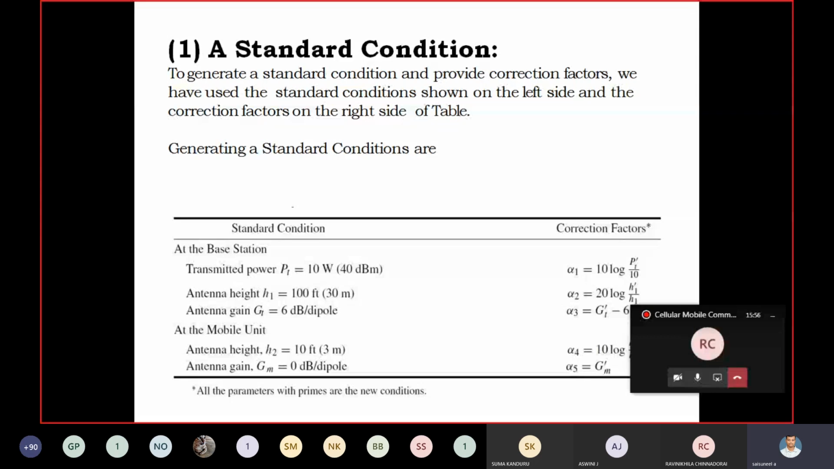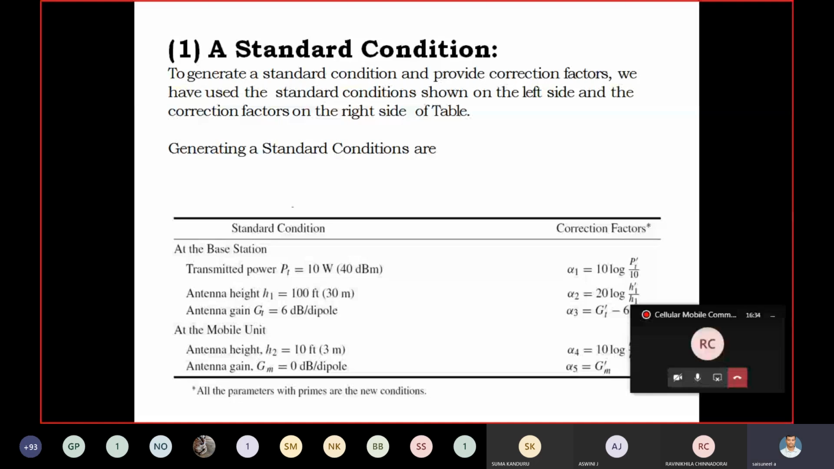In this standard condition, see this figure in tabular form: standard condition and correction factors. First, you take values from the base station side. Suppose the transmitted power is 10 watts. We convert it into dBm, which gives 40 dBm. What is the correction factor? Alpha 1, which is equal to 10 log PT dash by 10.